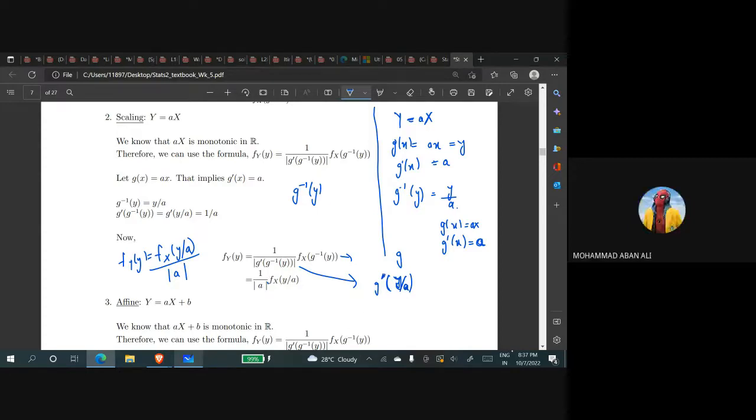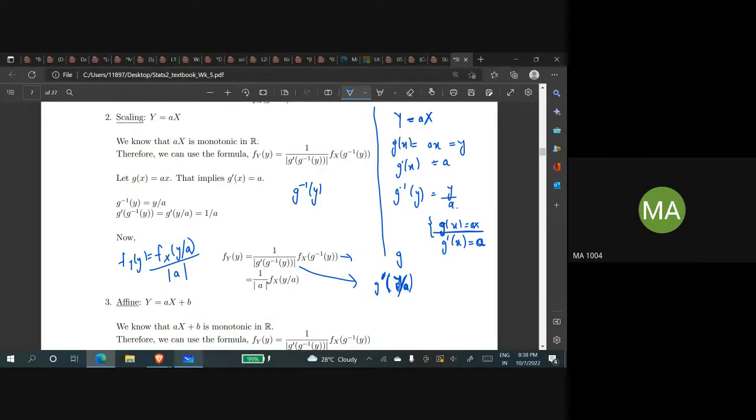No, no. You are not. We have to differentiate this y by a, no, ma'am? No, you have to differentiate g with respect to x. g dash of x we have, and we have to put y by a at its place, at the place of x. It will always come out to be a. So either way, it is going to be equal to a. You had g of x to be ax.